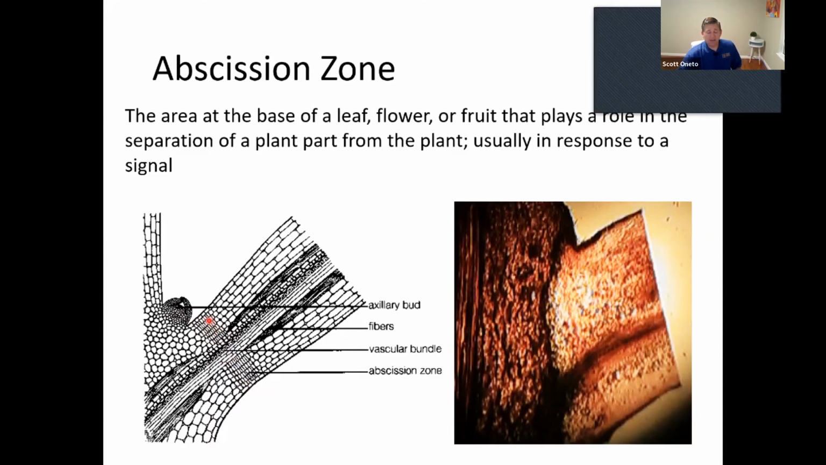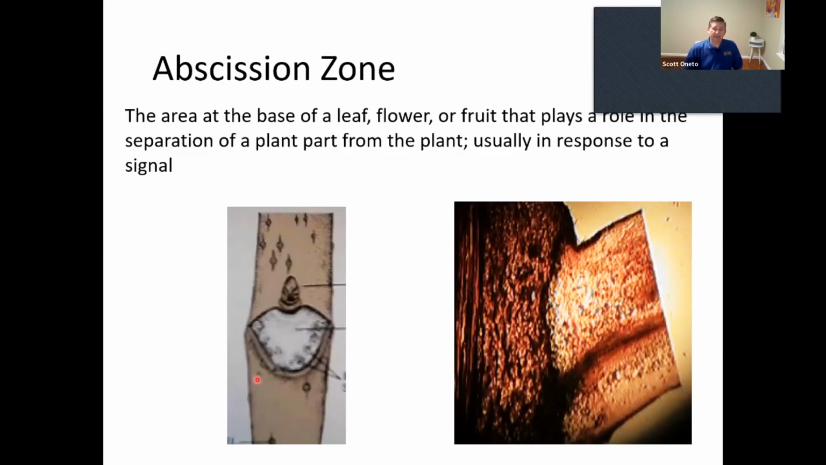So when it's time for the plant to drop its leaves in the fall, it's abscisic acid that causes these cells basically to die off and form this protective layer that will then shed that leaf. And then we often see the result of that, of course, a scar, a leaf scar. And that's the Abscission Zone.